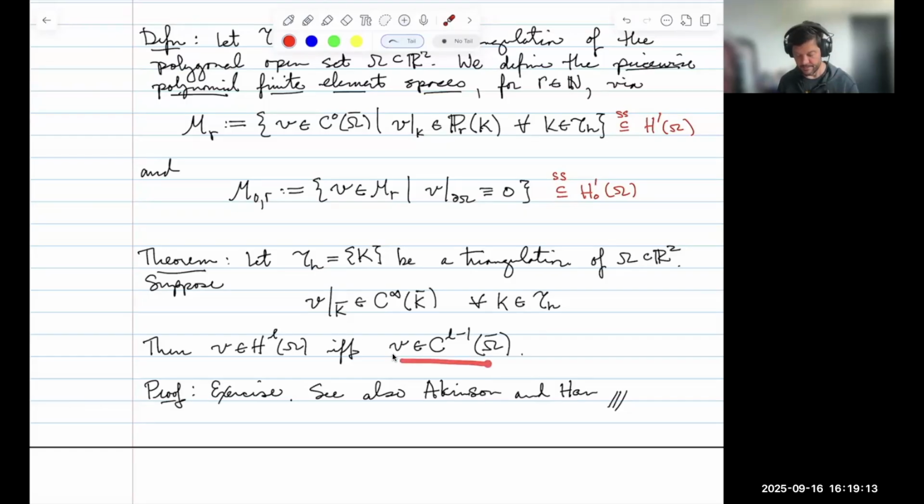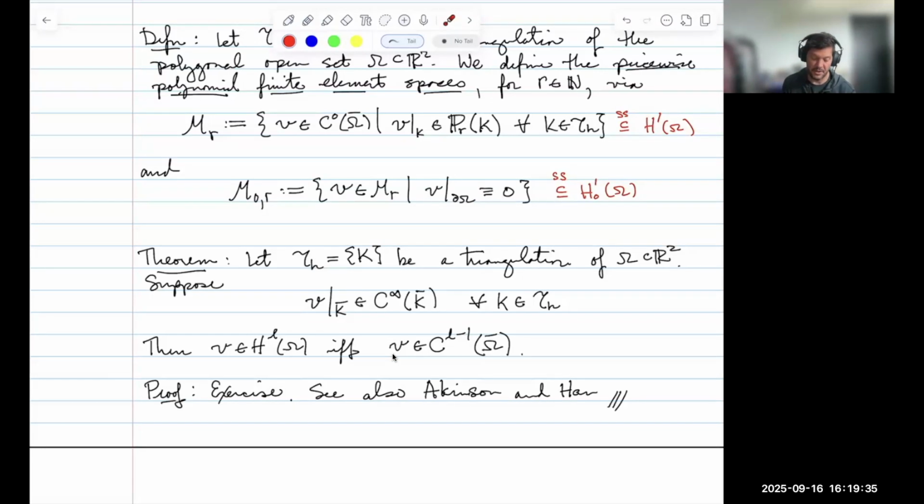So globally C0. So the best that these functions can be is H1. And then what's required to show that? Well, the functions, when I restrict to any triangle in the triangulation, have to be C infinity. Well, of course, polynomials are C infinity functions, so that's not an issue at all.